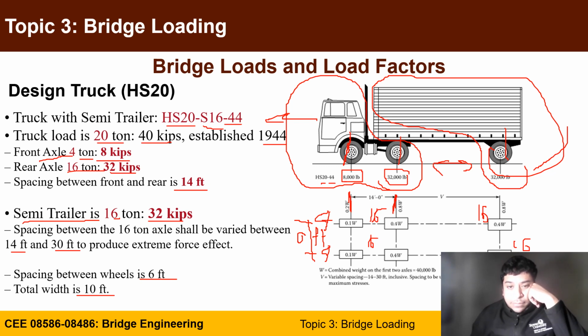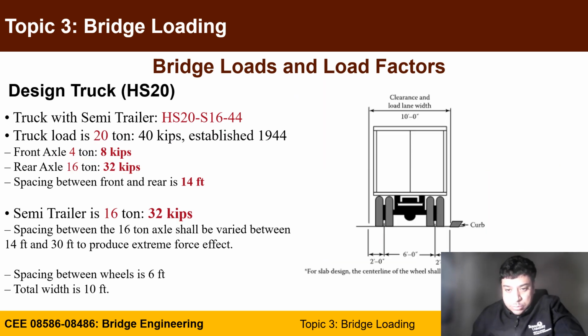So you always have the truck front axle of 8 kips and rear axle of 32 kips, with a distance between them of 14 feet. You have two wheel lines here, so you can divide 8 into 4 and 4 kips, and 32 into 16 and 16 kips. This can attach to a semi-trailer of 32 kips at a distance that varies from 14 to 30 feet. In the next slide, I'm showing the side view.